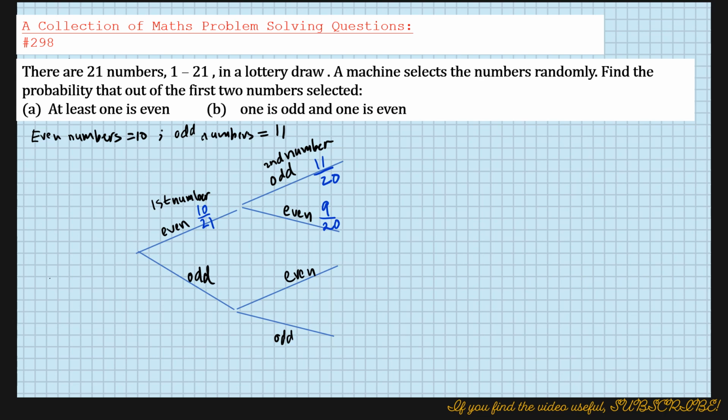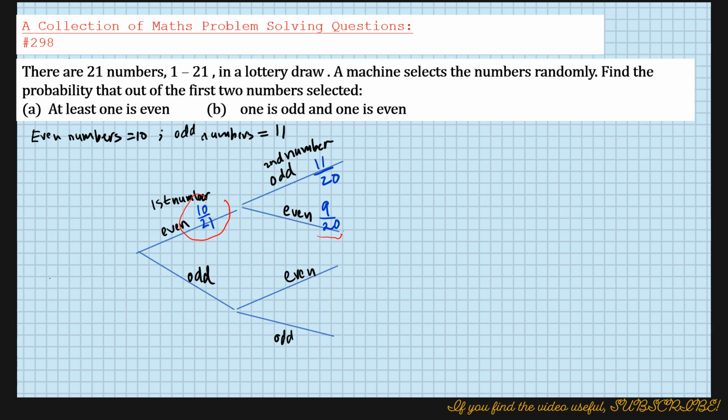And the next is even. So even and even: the first even number has 10 out of 21 here, and the second even number would be 9 out of 20. Because one even number has already been picked, the number of even numbers left would be 9, so 9 out of 20.